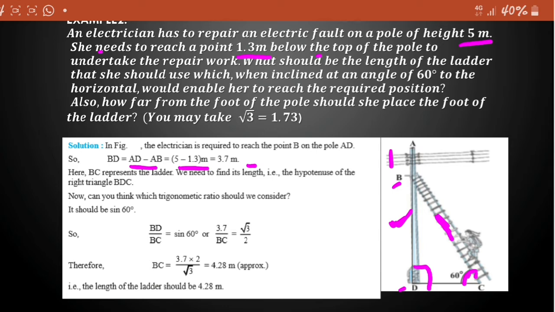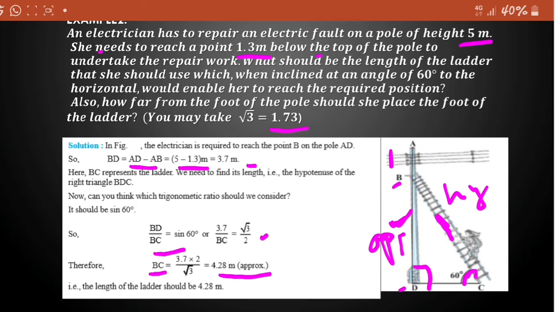Now you can say that opposite side by hypotenuse is equal to sine. That's why I am writing here BD by BC is equal to sine 60 degree, because both opposite and hypotenuse are there. So put the value of BD, put the value of sine 60 degree, which is root 3 by 2. Do the calculation, you will get the value of BC. In place of root 3, you will use 1.73. So this is the length of the ladder.